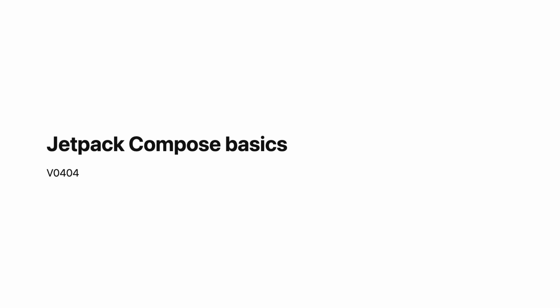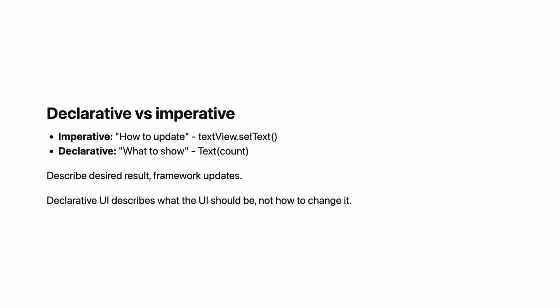Traditional Android UI is imperative. You have views. You call methods to change them. TextView.setText(newValue). You tell the system how to update. Declarative UI works differently. You describe what the UI should look like for a given state. The framework figures out how to achieve that.